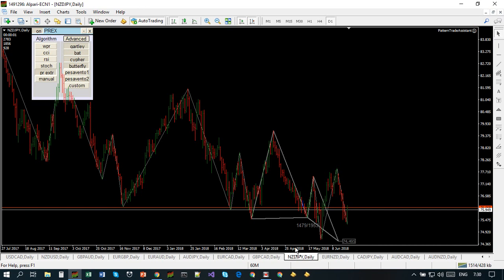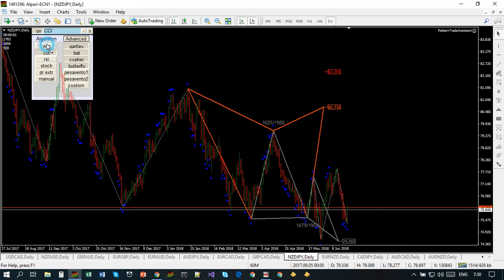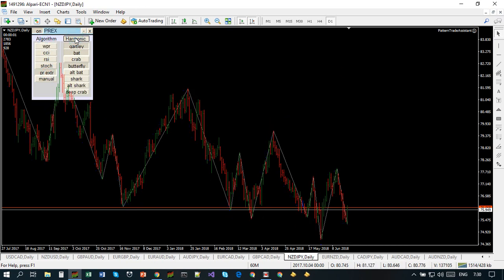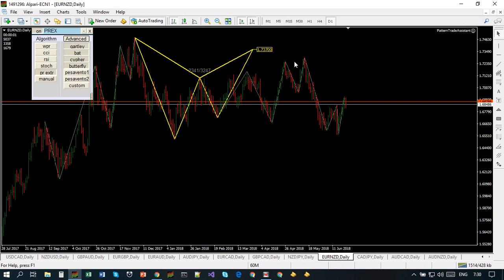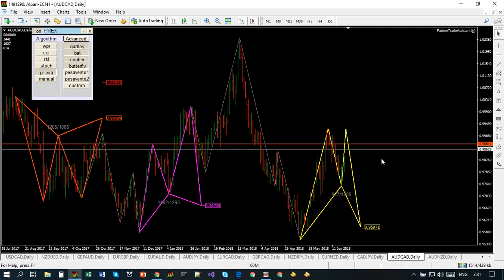Well, New Zealand yen. This is a butterfly pattern, started the movement a bit earlier than the completion. According to the advanced pattern approach, it was pretty obvious. And do we have anything according to the harmonic approach? Nothing is here. Euro New Zealand daily, nothing. Canada yen, nothing. Aussie Canadian, we have this bat formation, advanced formation.